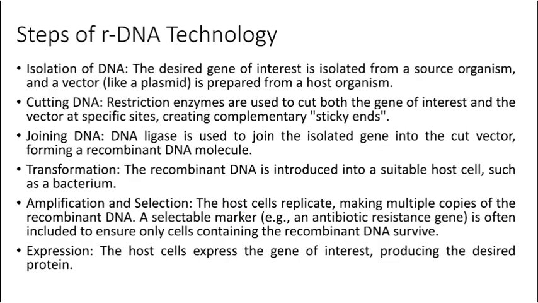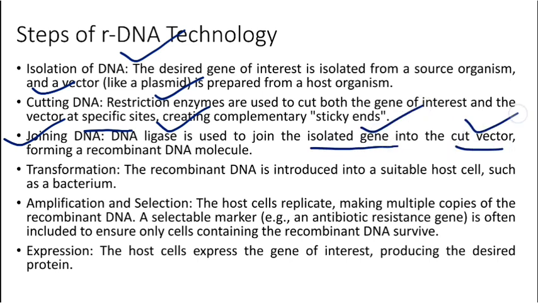So what are the steps? At first, isolation of DNA. We have to isolate our desired gene or piece of DNA. Then cutting the DNA: restriction enzymes, generally restriction endonucleases, are used to cut both the gene of interest and the vector at specific sites. Vectors are the vehicle through which we can introduce our gene of interest inside the bacterial cell. Next, joining of DNA. DNA ligase is used to join the isolated gene into the vector, forming a recombinant DNA molecule.